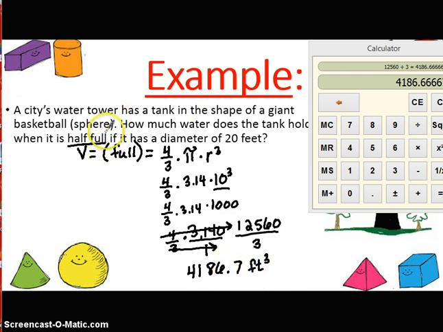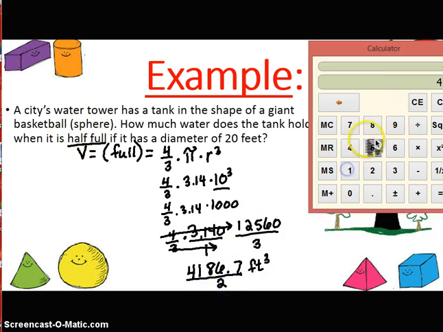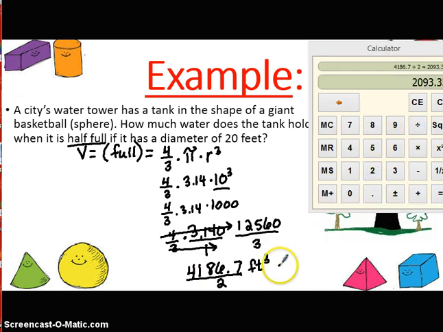But we want to know how much it will hold when it is half full, so we'll divide that by 2. 4,186.7 divided by 2, and half full, this tank will hold 2,093.35 cubic feet of water.